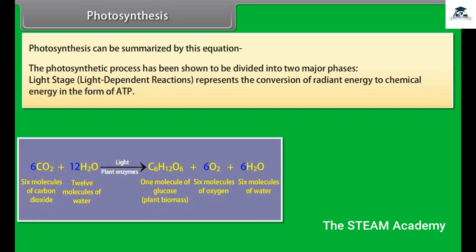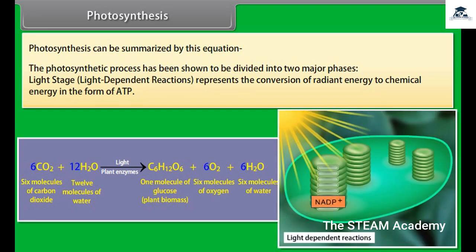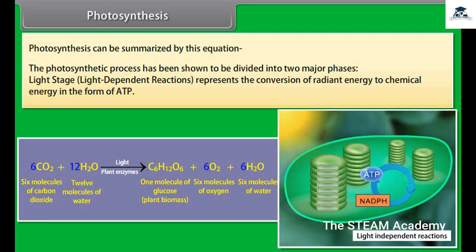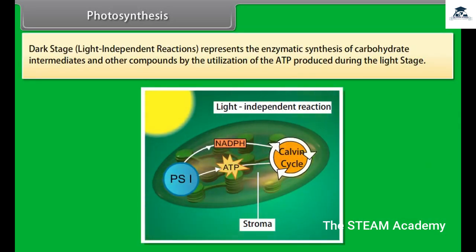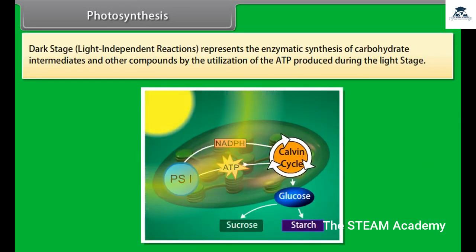The photosynthetic process has been shown to be divided into two major phases. Light stage, light-dependent reactions, represents conversion of radiant energy to chemical energy in the form of ATP. Dark stage, light-independent reactions, represents the enzymatic synthesis of carbohydrate intermediates and other compounds by the utilization of the ATP produced during the light stage.